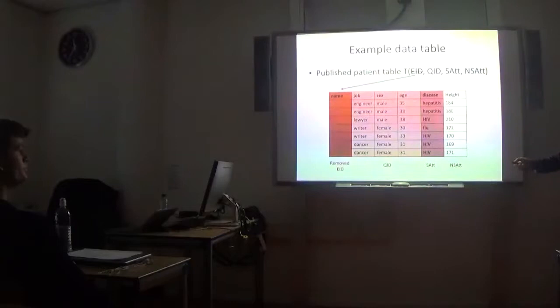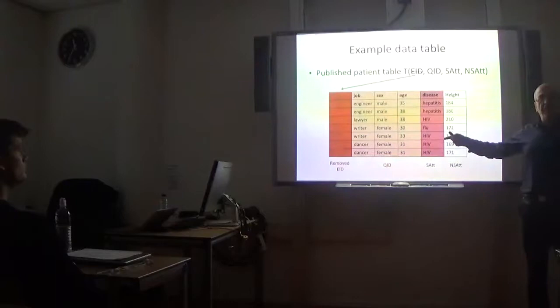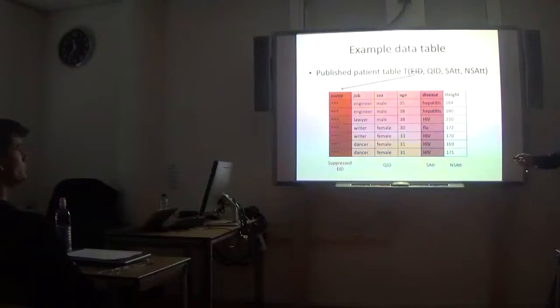This is removing. You remove the name attribute totally. That is the first approach. Sometimes you need to keep the attribute in place because you want to show that you have changed something, and you put the name attribute there, but you replace the names with three stars or something else. That is suppression. And sometimes you do pseudonymization. You change the name to a very random number. If you look at the number, no one can see that it is Bob.